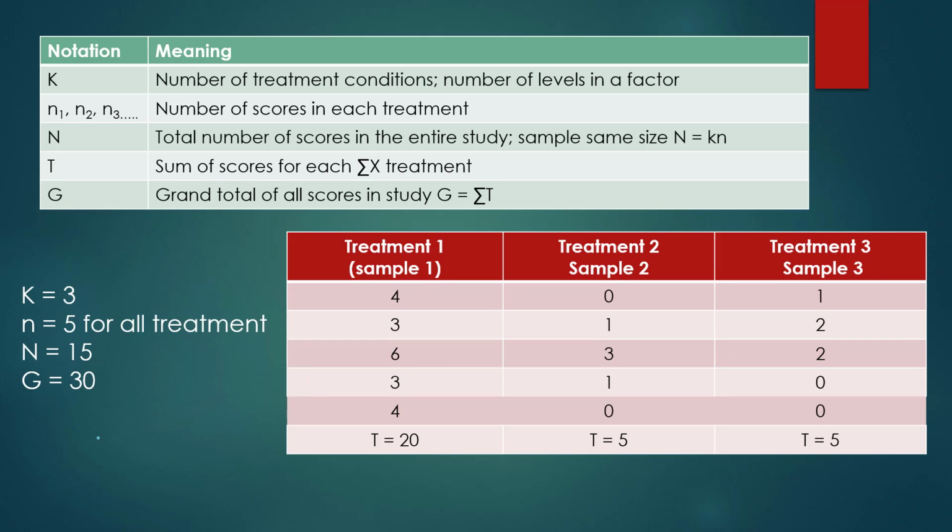So K is the number of treatment conditions, n is the number of scores in each treatment, big N is the total number of scores in the entire study, and G is the grand total of all scores, or the sum of T. And these are our individual T scores that we just did.